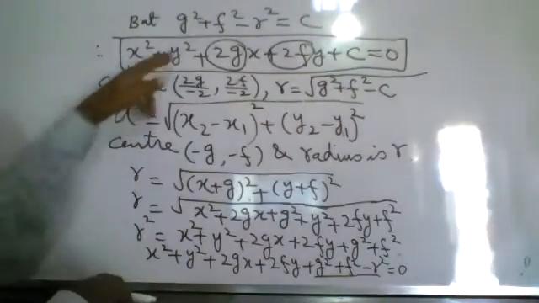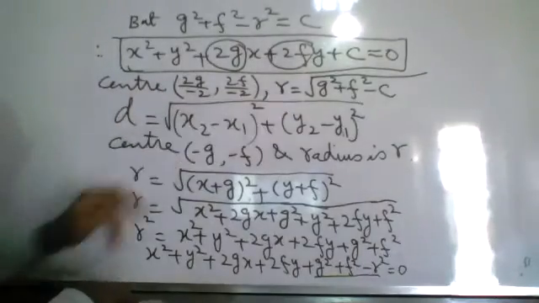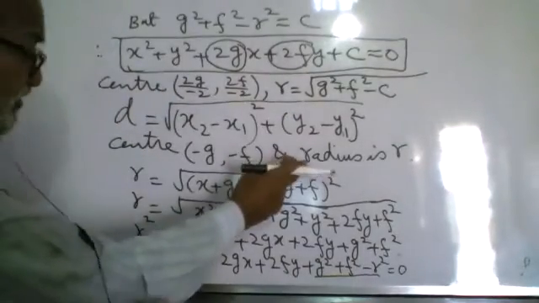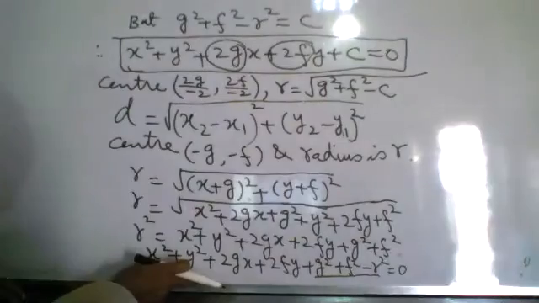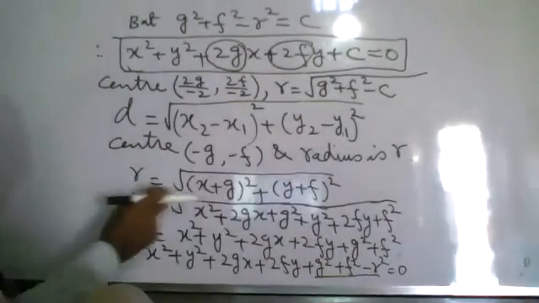If the equation is given, we will find the center and the radius. If the center and radius are given, we will find the equation by using the distance formula, this one.